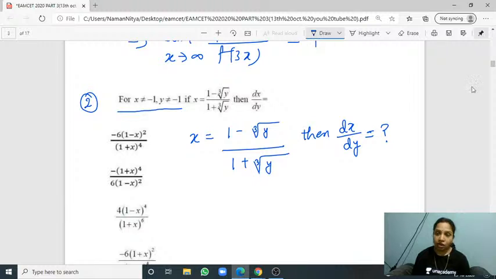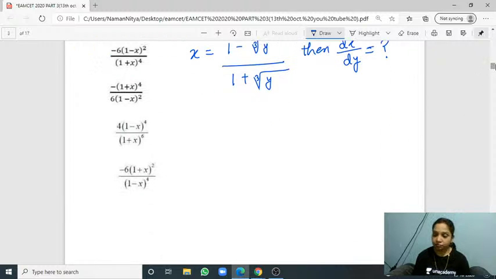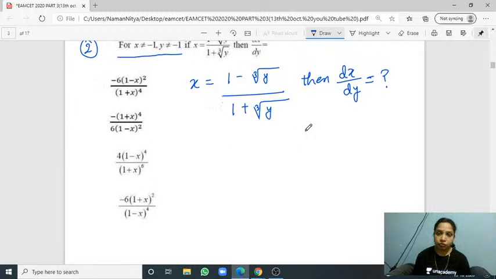Okay. So now how to solve this question? X equal to this. And see the options. Here we have option 1, 2, 3 and 4. These are the 4 options. And all options you just observe once. All the options are having only x. There is no y in this. You can observe here. All the answers are having only x term.